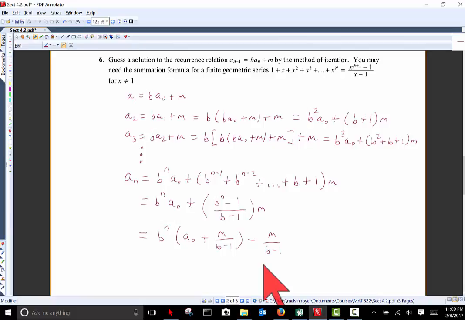Again, don't worry too much about that, but it is possible for simple dynamical systems to actually solve them analytically. Otherwise, we'll use our technique that we did with Excel spreadsheet.